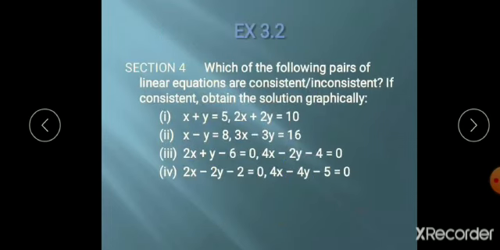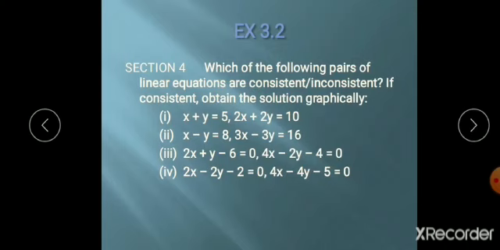Okay, so let us see exercise 3.2. It is very important for 2 marks, 3 marks. Now, which of the following pairs of linear equations are consistent or inconsistent? If consistent, obtain the solution graphically. You have to check whether it is consistent or inconsistent.